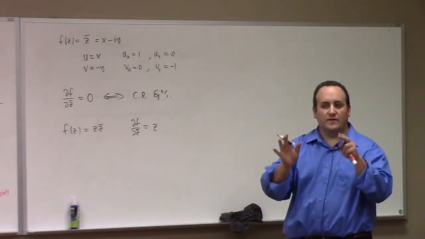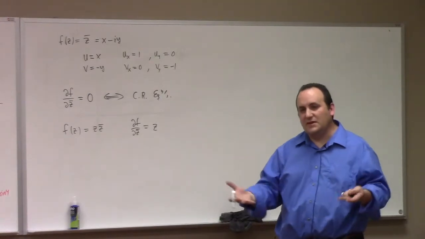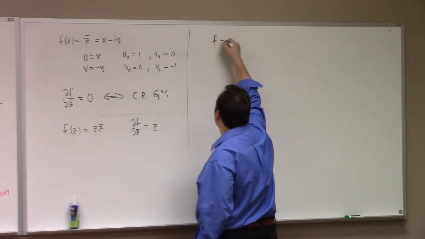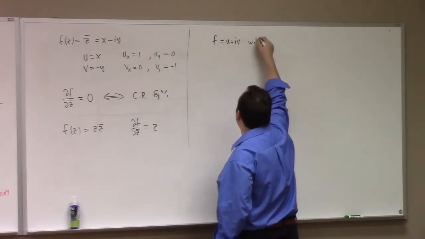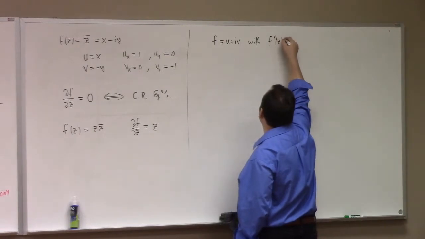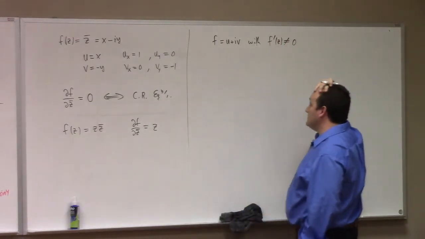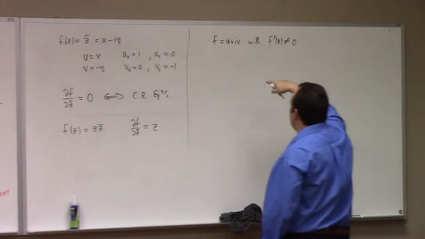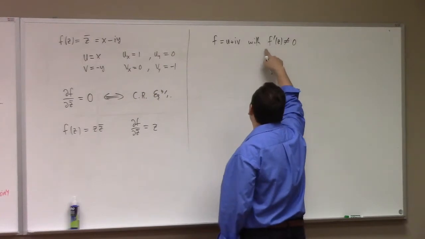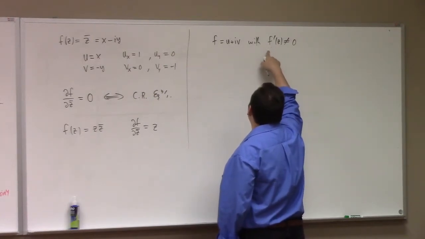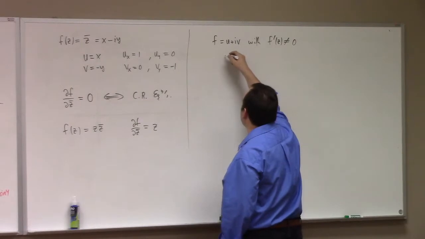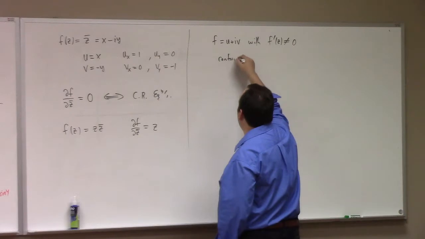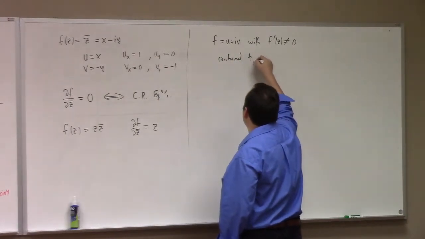All right, enough about this. What does it mean for a function to be complex differentiable, though? What does it mean for f equals u plus iv with f prime of z not equal to 0? What's that mean? There's a laundry list of things. What this means is that the function is conformal. It gives you a conformal transformation.